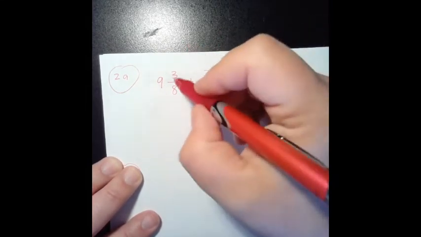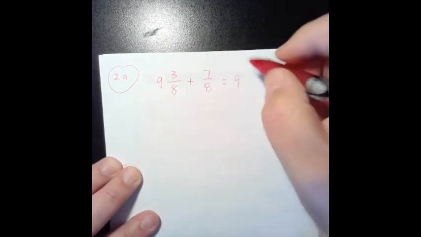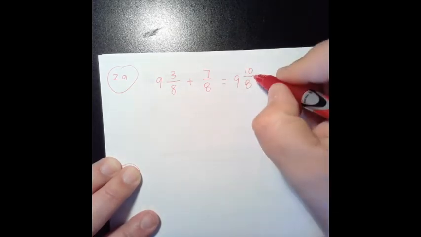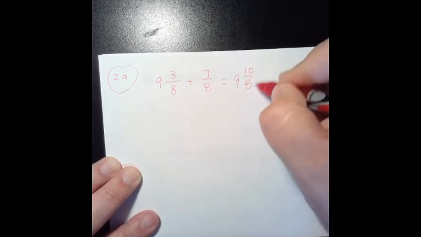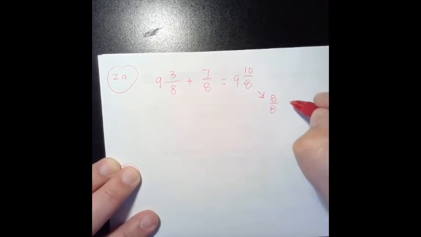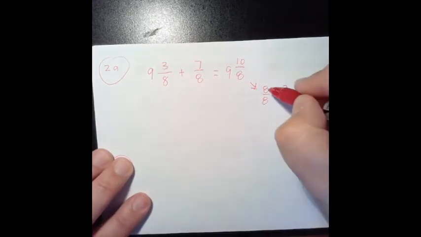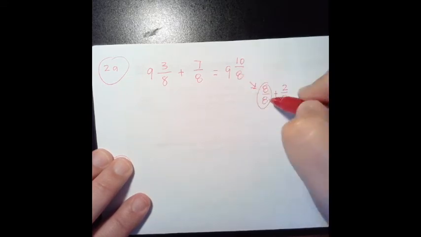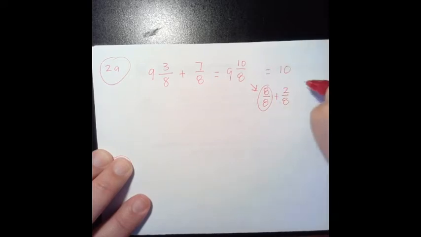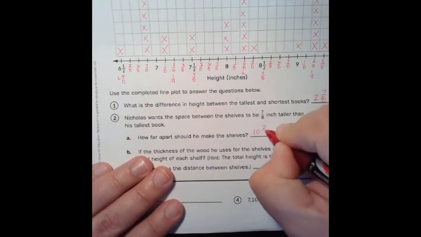So we're going to add our fractions. So that will be 9, and 3/8 plus 7/8 would be 10/8. Well, again, that's a top-heavy or an improper fraction, so we're going to break that down into 8/8 and 2/8. So decompose that into 8/8 and 2/8. We have a whole here and 2/8. So we're going to add this one whole, 8 over 8 to the 9. So that will give us 10 and 2/8. That's how far apart we should make the shelves, 10 and 2/8.